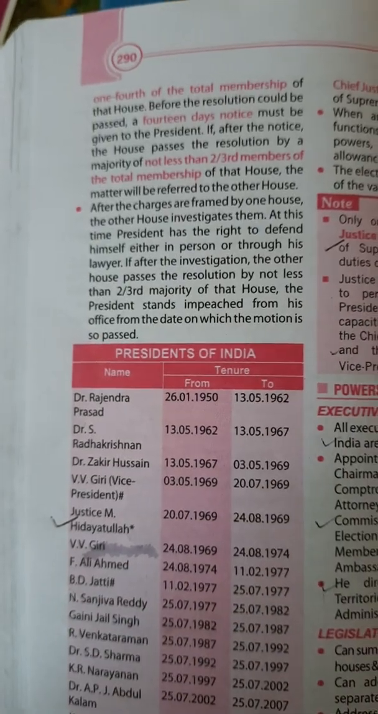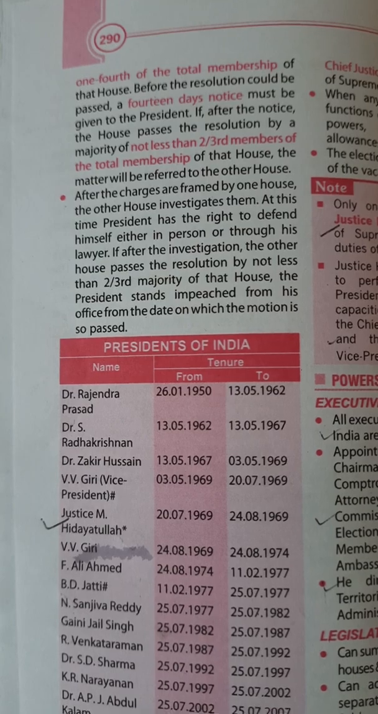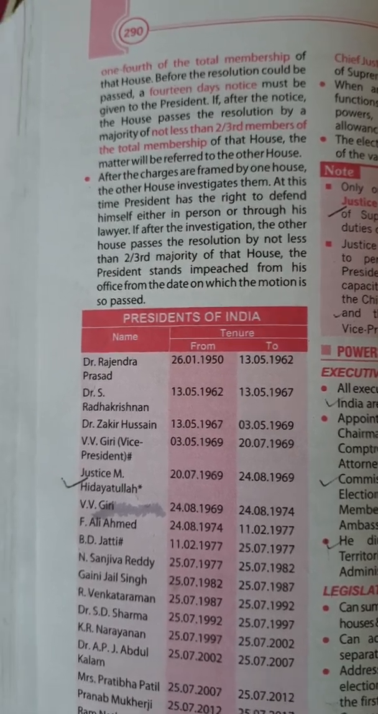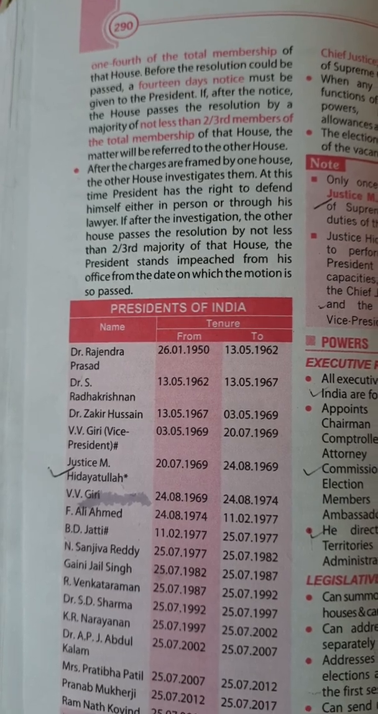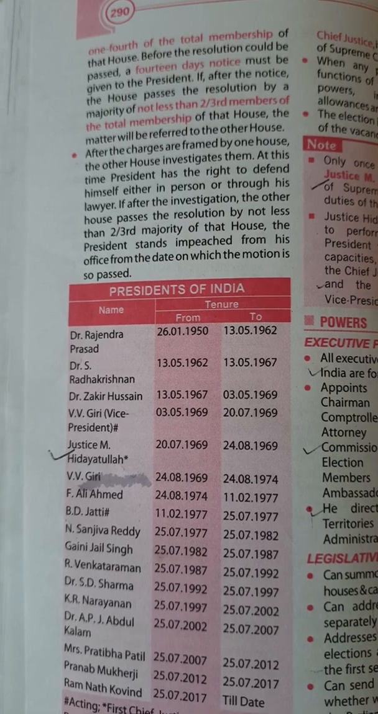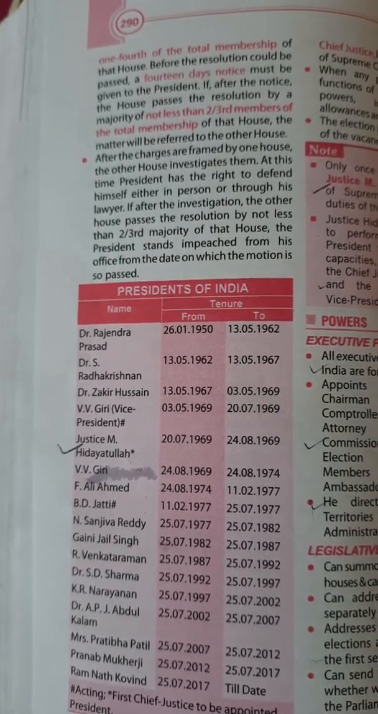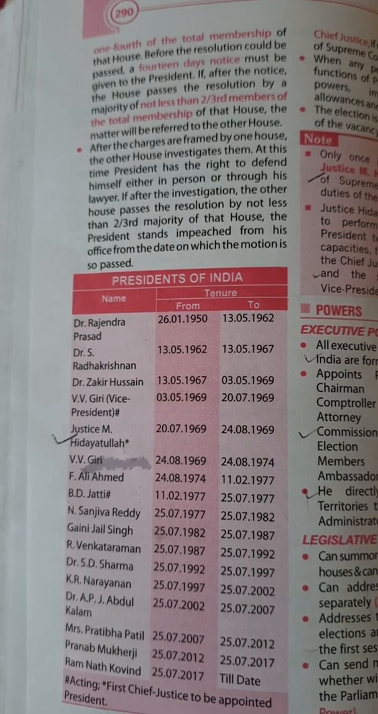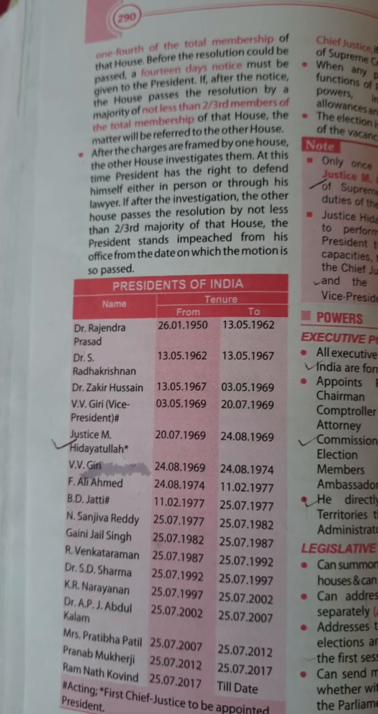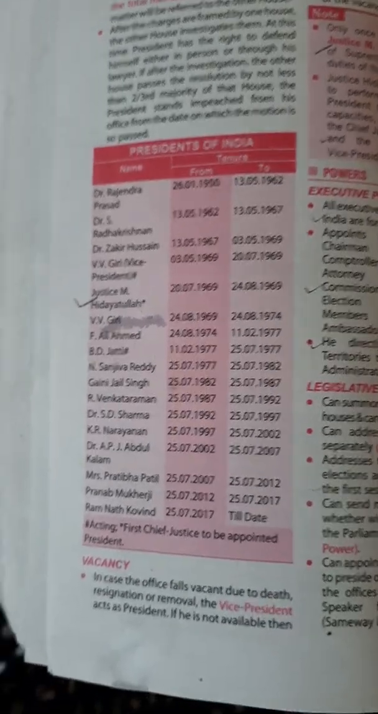If after the notice the house passes the resolution by a majority of not less than 2/3 members of the total membership of that house, the matter will be referred to the other house. After the charges are framed by one house, the other house investigates them. At this time, president has the right to defend himself either in person or through his lawyer. If after the investigation the other house passes the resolution by not less than 2/3 majority of that house, the president stands impeached from his office from the date on which the motion is so passed.